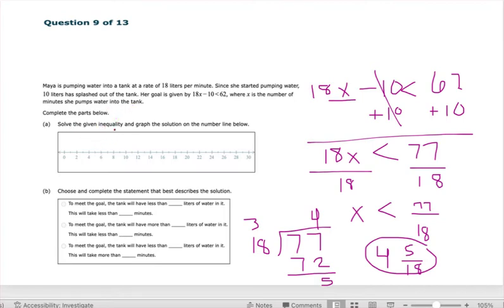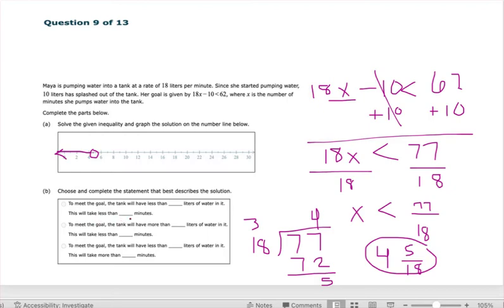So it's to solve the given inequality and graph the solution. So 4 and 5 eighteenths would be not a half, so 4, I'm going to put it about right here. Since there's a less than, we're going to put an open circle, and less than goes off to the left with an arrow. Choose and complete the statement that best describes the solution. To meet the goal, the tank will have less than 4 and 5 eighteenths liters of water in it.